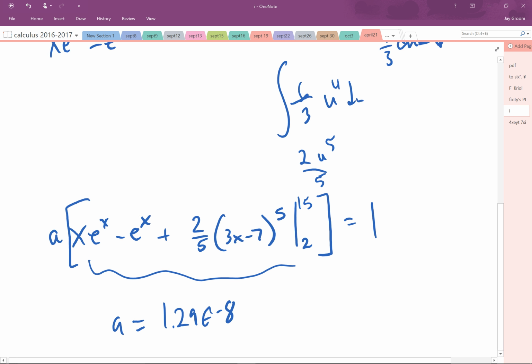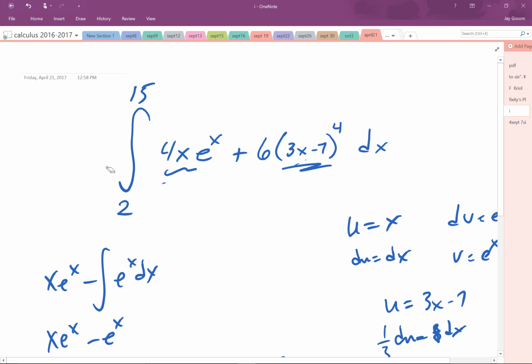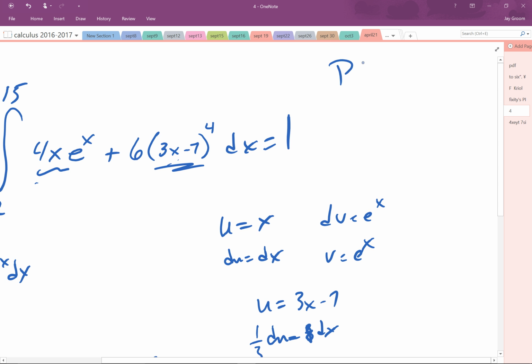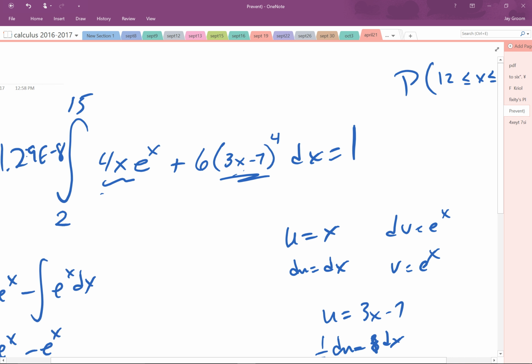Why not? So up here, Hannah, that just means that this right here, sister, 1.29, if you integrate that over its domain, you will get 1. Period. And so Hannah, part B of this problem will say something like, what's the probability that you get an x between 12 and 15, Mr. Groom? Well, you literally put a 12 there and integrate it again, don't you?